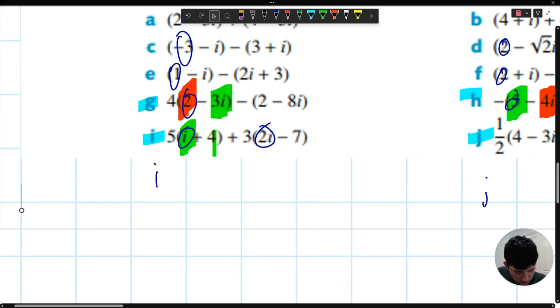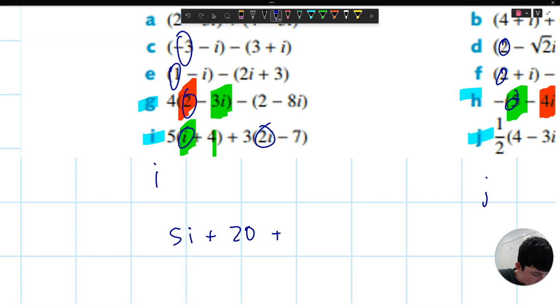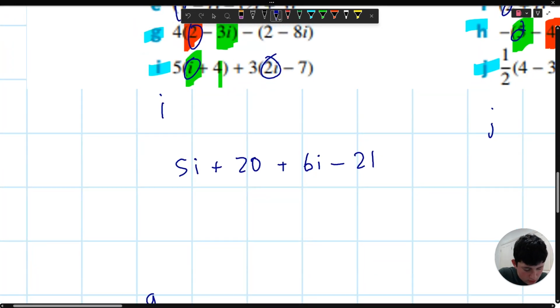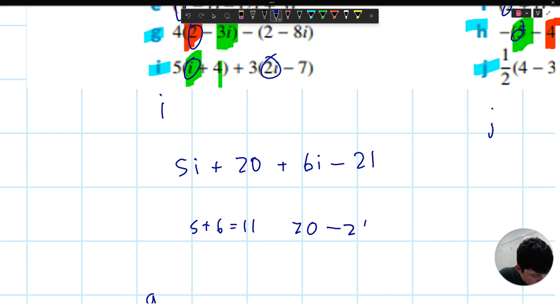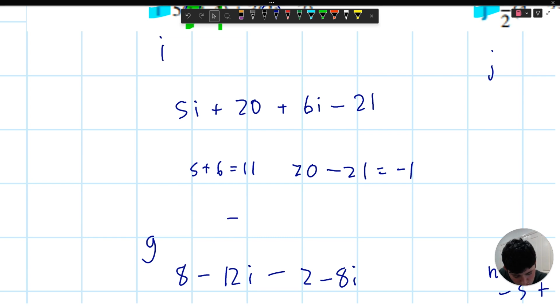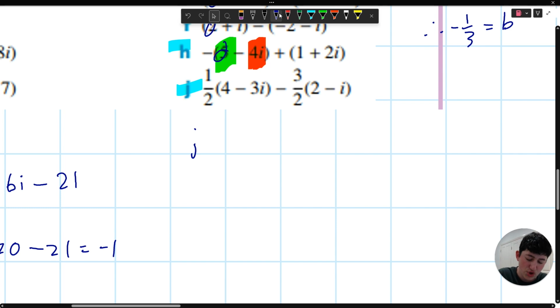They've tried to be sneaky here. So 5i plus 20, we once again expand the brackets, plus 6i minus 21. Now if we do 5 plus 6 equals 11, and 20 minus 21 is equal to negative 1. And now, for my sanity's sake, let's put the real component first, eh? Negative 1 plus 11i. And now for j, they haven't tried that on us, so we're good.